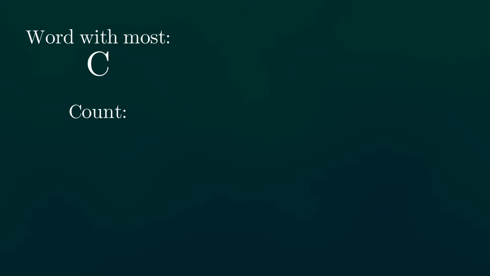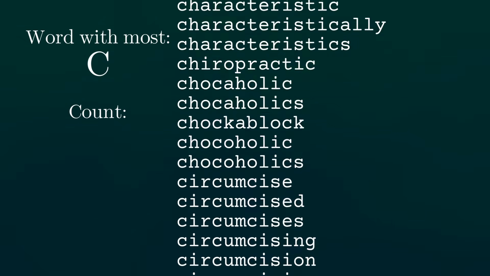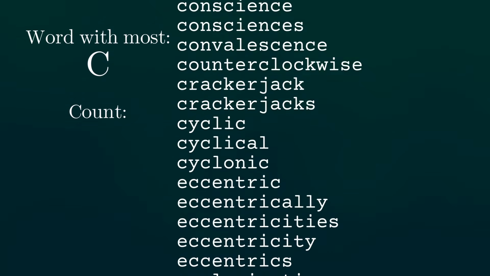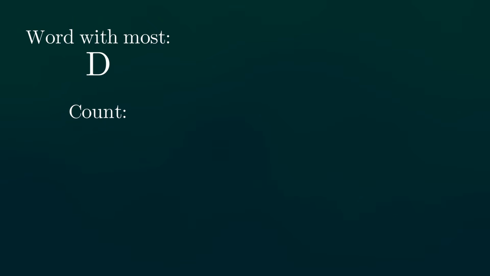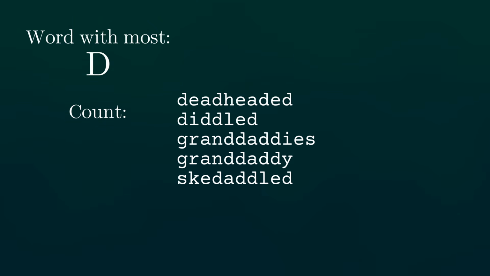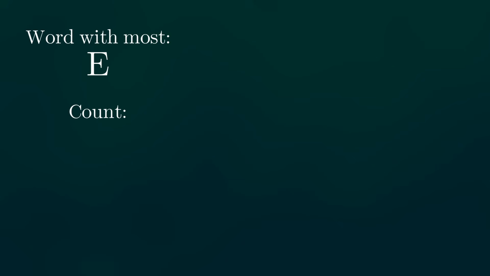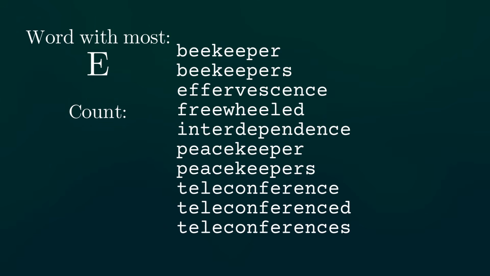The word with the most C's is a 119-way tie between all of the words shown on screen, having 3 C's each. The word with the most D's is a 5-way tie between deadheaded, diddled, granddaddies, granddaddy, and skedaddled, with 4 D's each. The word with the most E's is a 10-way tie between beekeeper, beekeepers, effervescence, freewheeled, interdependence, peacekeeper, peacekeepers, teleconference, teleconferenced, and teleconferences, with 5 E's each.